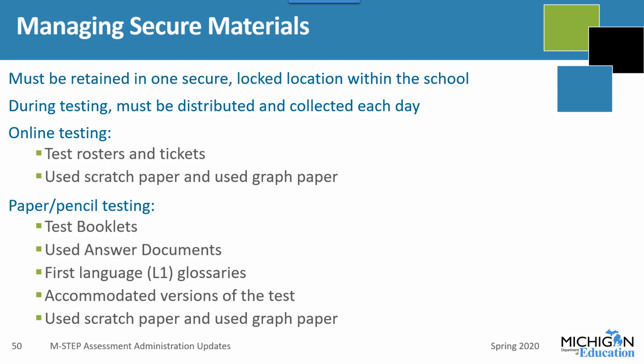Secure materials for online testing are test rosters and test tickets and any used scratch or graph paper. For paper pencil testing, secure materials can include test booklets, used answer documents, L1 glossaries, any accommodated version of the test, listening CDs or scripts, reader scripts, used scratch or graph paper, and more. Make sure you review the TAM if you have any questions about what are secure materials. Look on page 63 for more information about materials and materials handling.